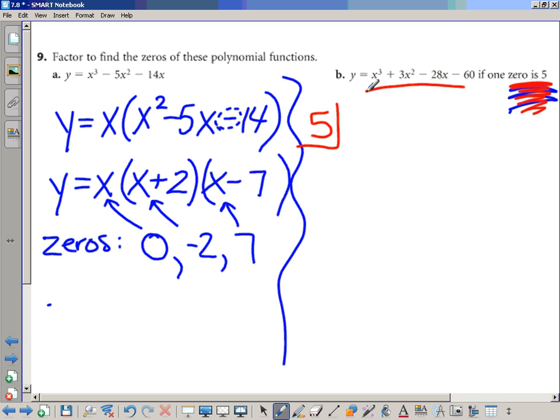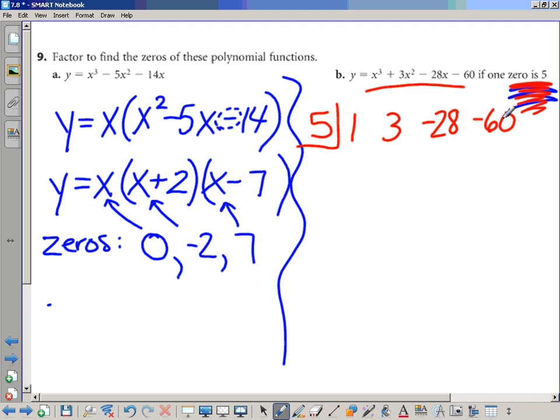So if 1, 0 is 5, why is the number in the box? You said that the number in the box will be 5. The number in the box is 5. Oh. Okay, we're good. So we have 5 in there. We need the coefficient from x cubed, 1, x squared, 3, x, and the constant, -60.